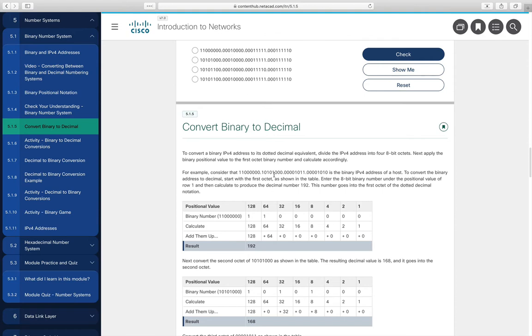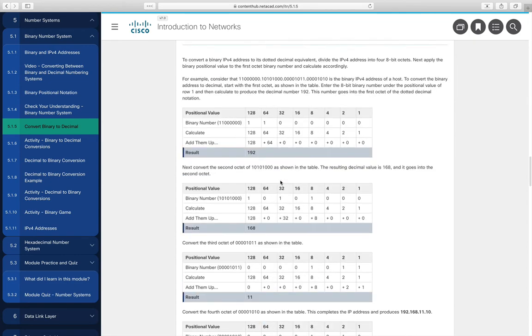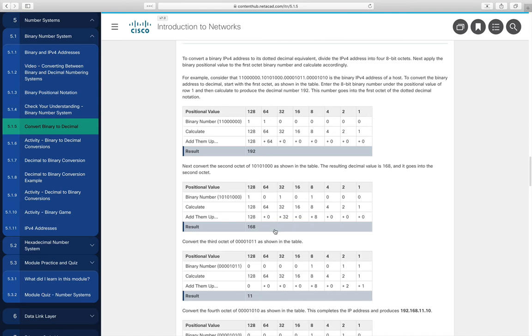If we move to the second octet, which is 10101000, and we go through and apply the weights or the positional values, we have 128, 32, and 8. All the rest of these are 0. If we add all these values up, we get 168.